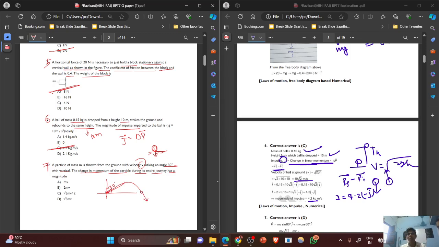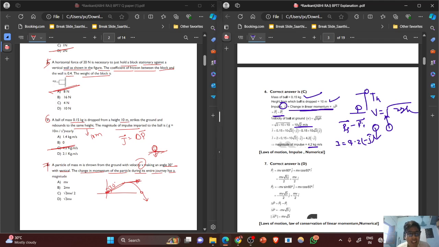There will be no change in momentum in the x direction, because in a projectile the velocity in the x direction remains the same. But there will be a change in momentum in the y direction, because initially the y velocity is in the positive y direction, but finally the y velocity will be minus y cap. So there will be a change in momentum along the y direction. So just writing the initial momentum, which will be this, and writing the final momentum.